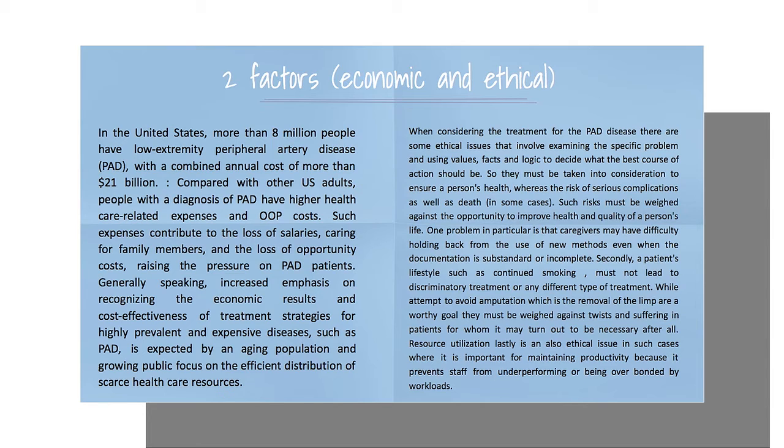Secondly, a patient's lifestyle, such as continued smoking, must not lead to discriminatory treatment or any different type of treatment. While attempts to avoid amputation, which is the removal of the limb, are a worthy goal, they must be weighed against risks and suffering in patients for whom it may turn out to be necessary after all. Resource utilization, lastly, is also an ethical issue in such cases, where it is important for maintaining productivity because it prevents staff from underperforming or being overburdened by workloads.